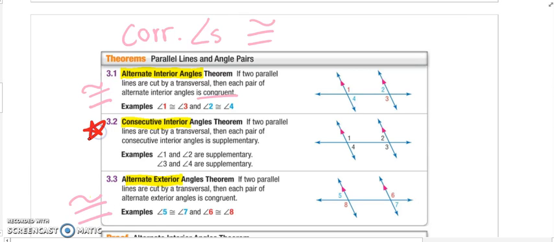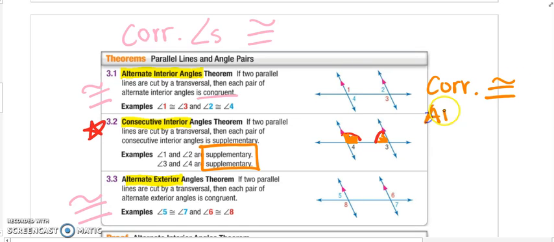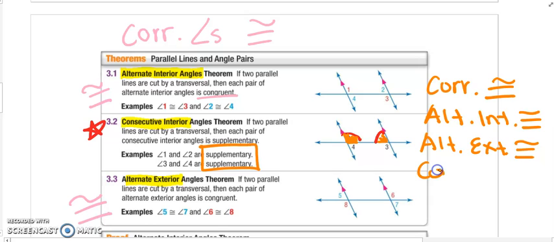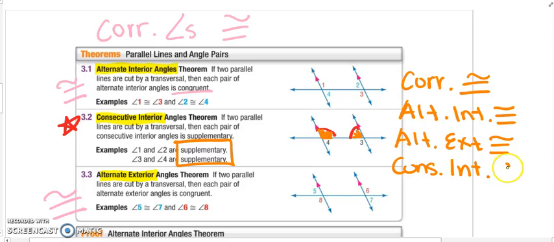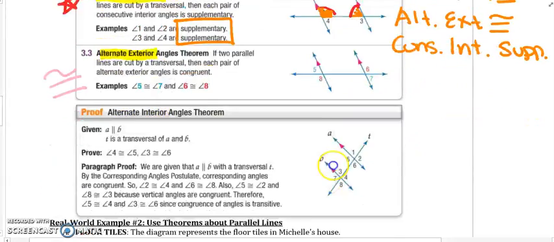This is the weird one: consecutive interior. And you can look, 1 and 2 are consecutive interior. Do they look congruent? That's obtuse and that's acute, so they can't be. They are supplementary. Okay, so it's really important that you remember that corresponding angles are congruent, alternating interiors are congruent, alternating exteriors are congruent. But consecutive interior, also called same side interior, those are supplementary. So it's really important that you remember these 4 things, and this only works with parallel lines.